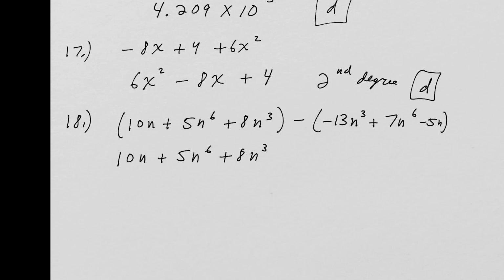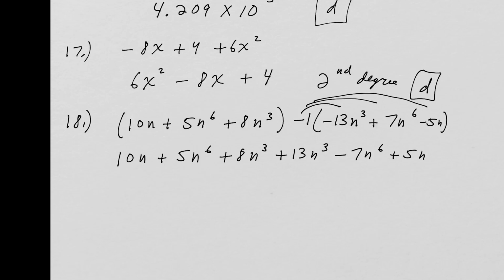For the second one, you have to be careful. The way to think about it is you first want to distribute in this negative 1, right? It's going to change all the signs. So this becomes a positive 13n cubed, a negative 7n to the 6th, and a plus 5n.